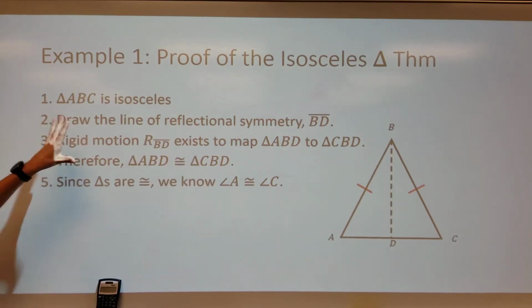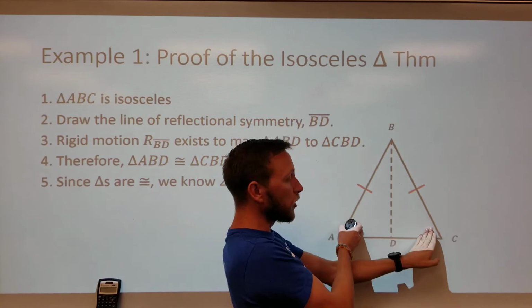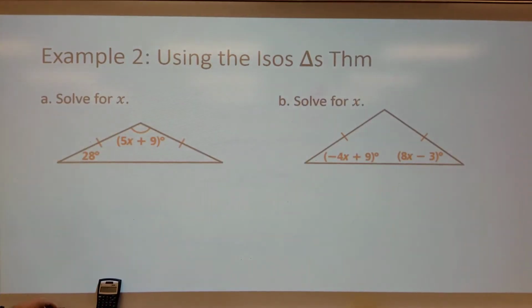All right? And so if we know that these sides are congruent, it means we know these angles are congruent. Let's put that to work. Here we have two situations where we are going to use the isosceles triangle theorem, and we are going to attempt to solve for x.